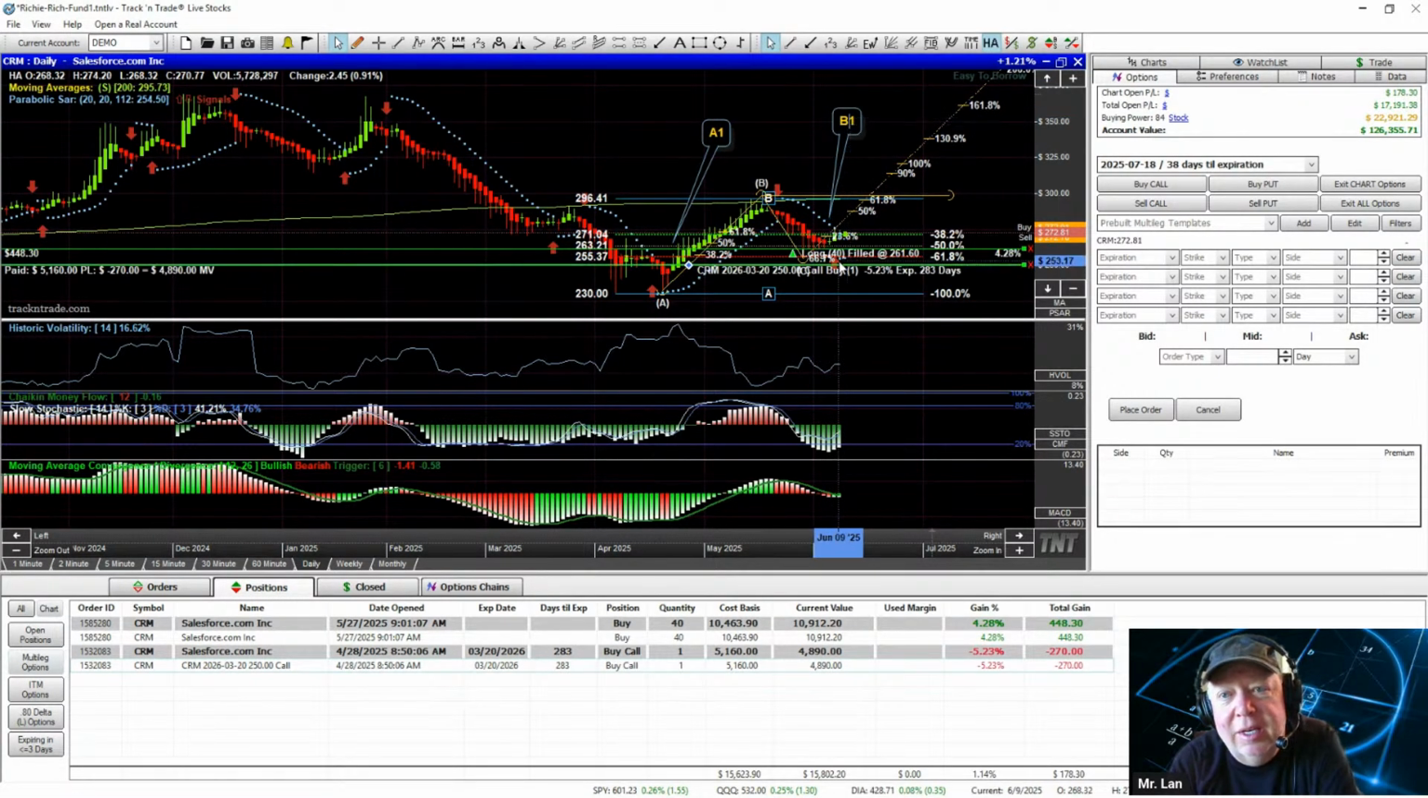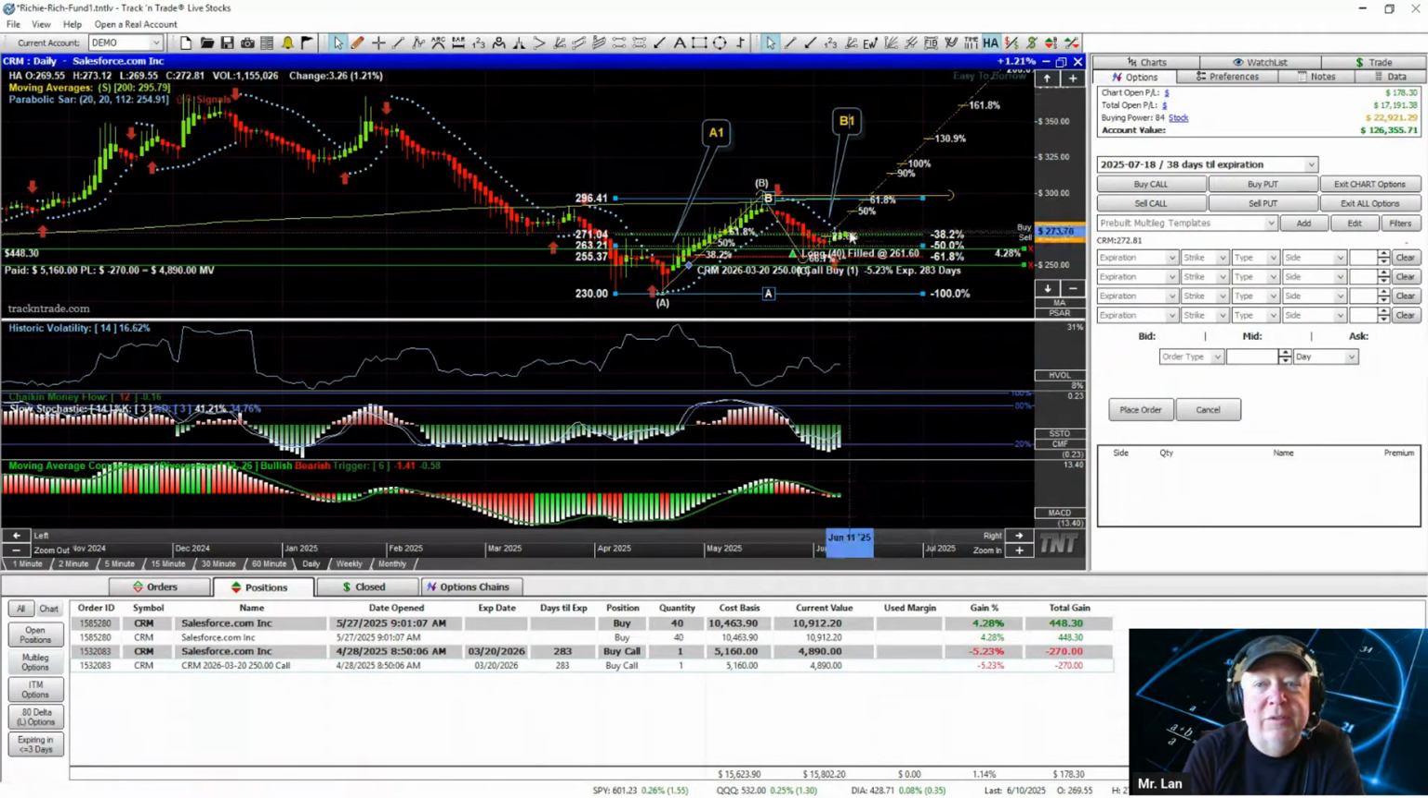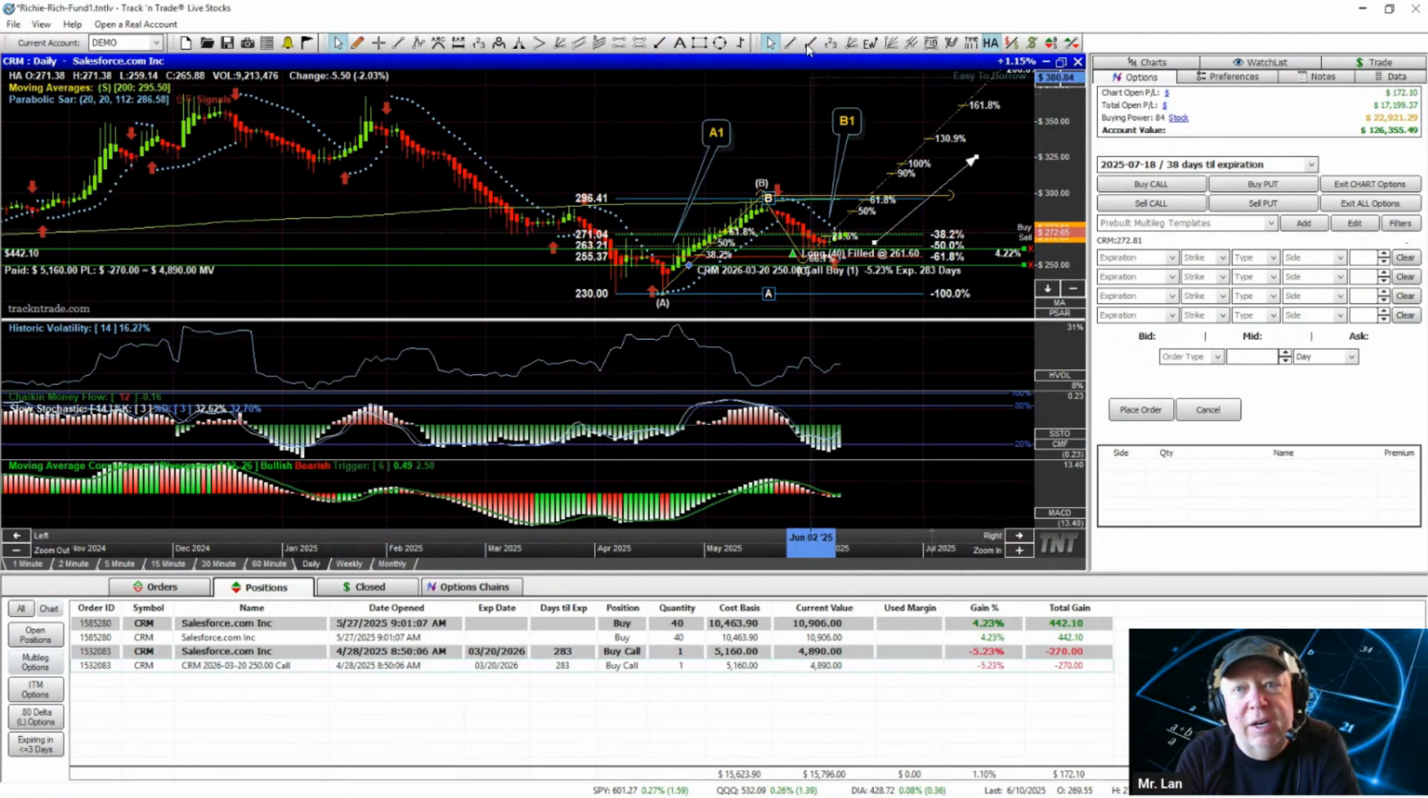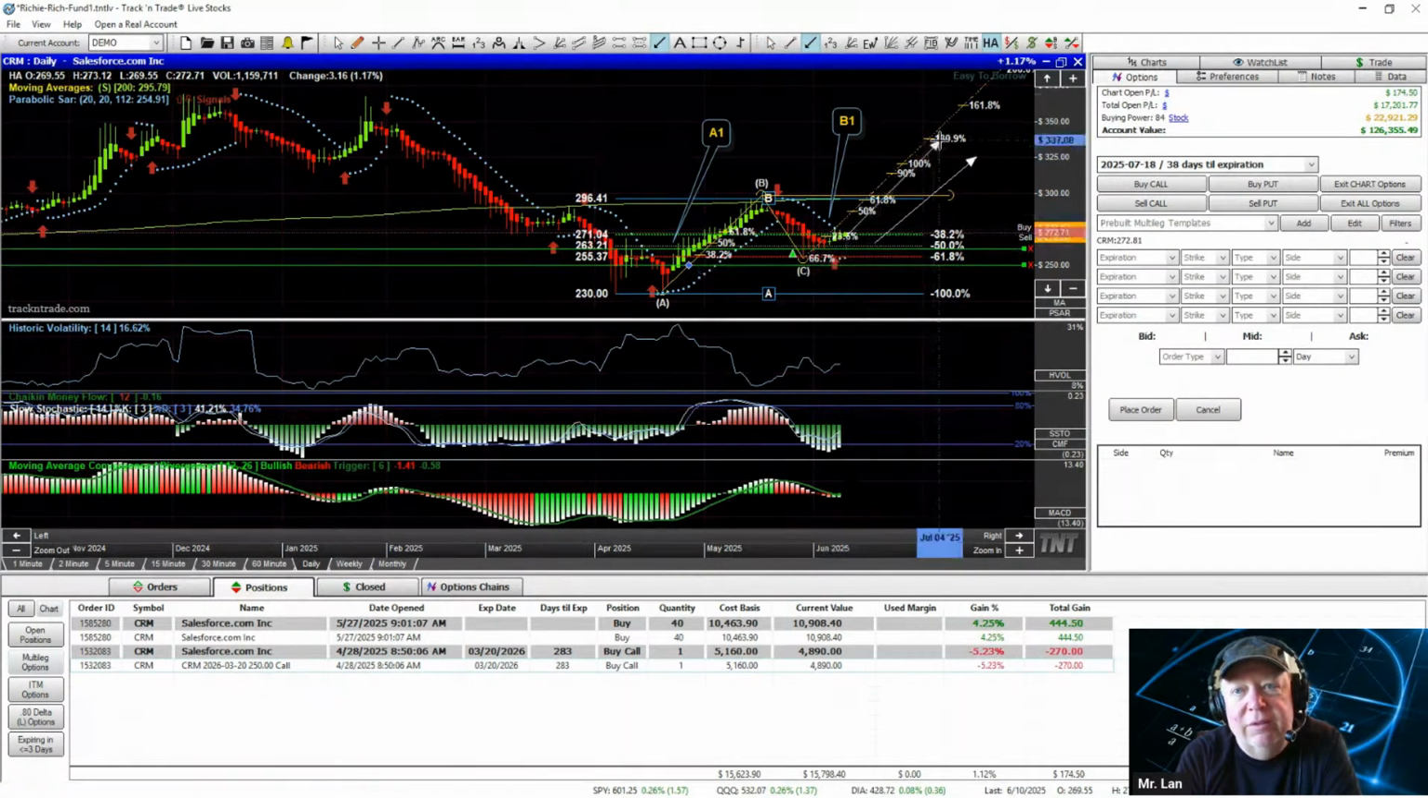Has it broke it yet? It did. It broke it. So it's on its B1. It'll probably give us a little small rally and a little pullback, and then it'll take off over here. That's probably what we'll see. Maybe something over here. I don't know. We'll see. It might take off right here. It might just take off and go right here.